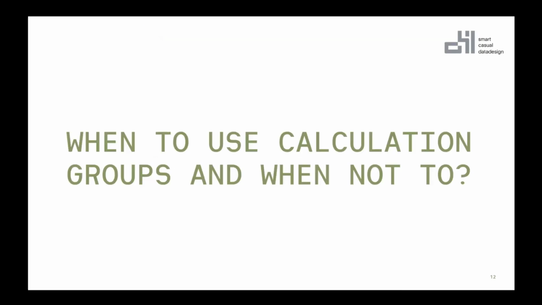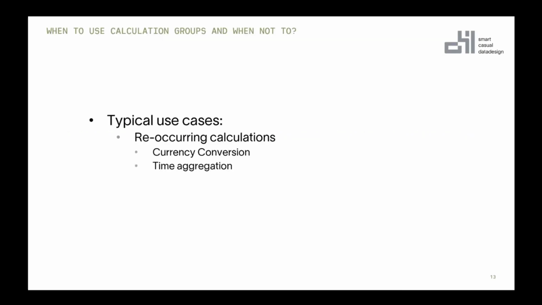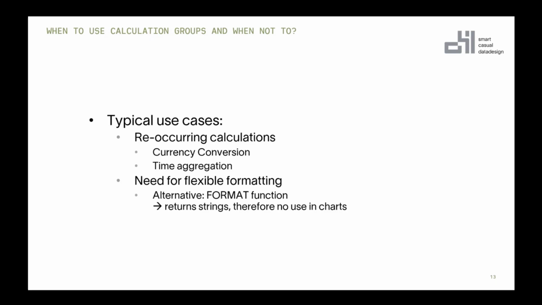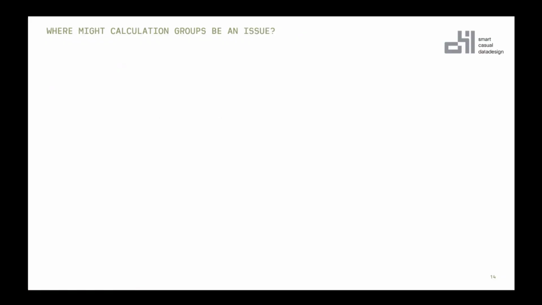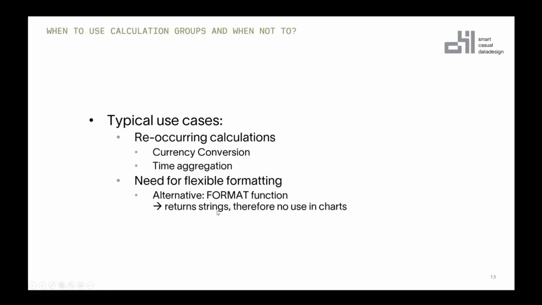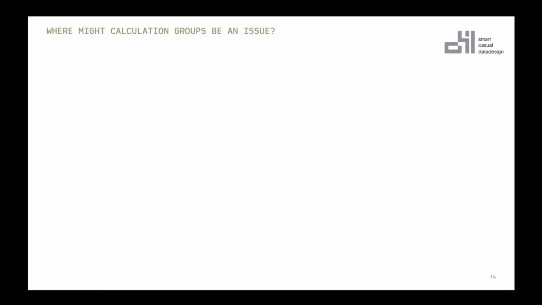You already quickly saw some of the use cases I mentioned. It's especially when you want to use reoccurring calculations like currency conversion or time aggregations, or if you need to use flexible formatting options. For example, just looking back at the currency conversion, if you want to have each currency formatted with the currency symbol, that is something which you can use calculation groups for. Because the alternative for dynamic formatting would be using the FORMAT function in DAX, which will return a string, and therefore measures using the FORMAT function cannot be used in charts.